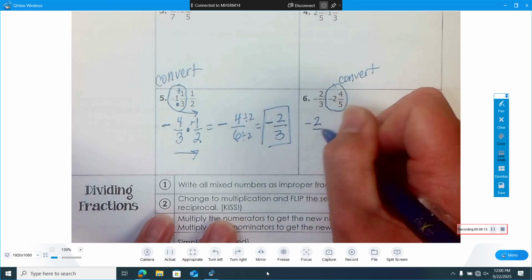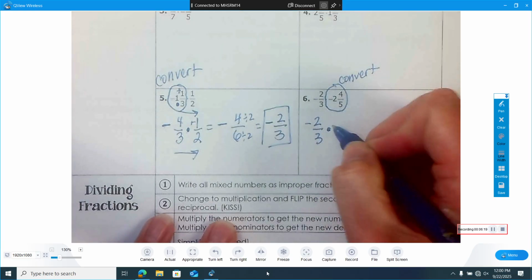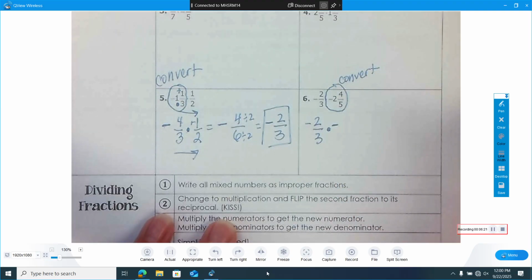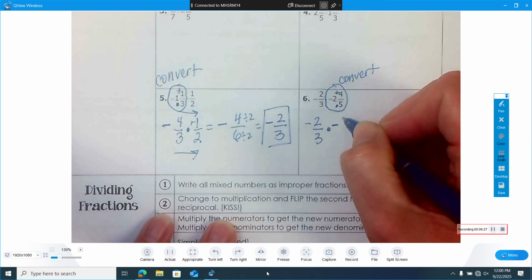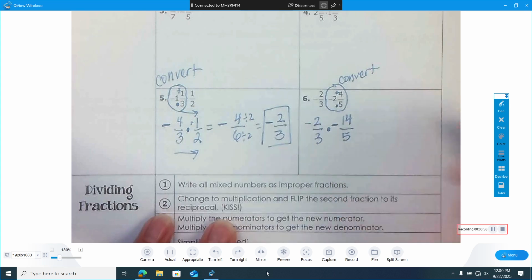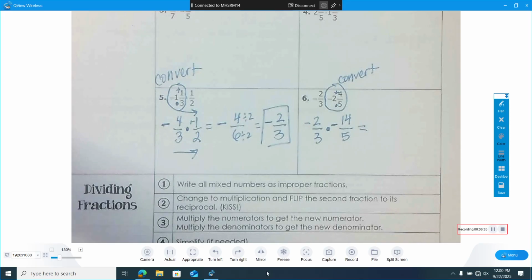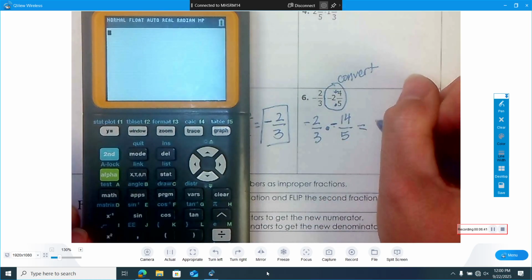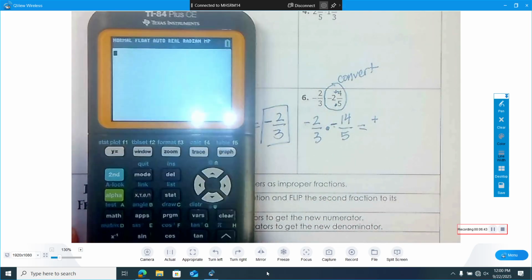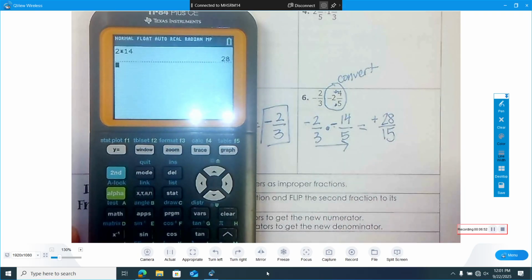All right, my second fraction here, again, I need to convert it. The first fraction is going to come along for the ride. We have negative 2/3 times, and I want to bring down my negative from above. 2 times 5 is 10, plus the 4 gives us 14/5. Now this one is okay to multiply, but I'm going to use my calculator because I can. Negative times negative is going to give me a positive result. And 2 times 14, well, I could have done that in my head. That was 28. And 3 times 5 is 15.